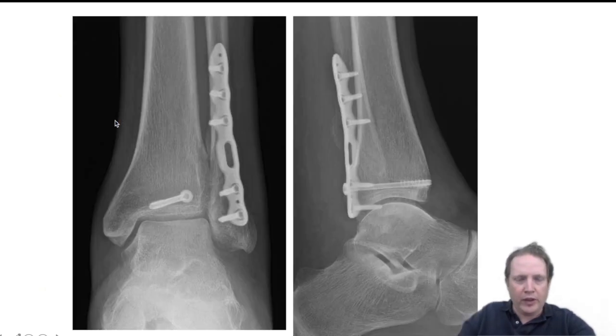And this is what was done. I don't always just use one screw. I often use more than one screw and sometimes a buttress plate. But on this occasion, I used one screw, and you can see that the talus is now sitting perfectly within the tibial articular surface on the lateral.